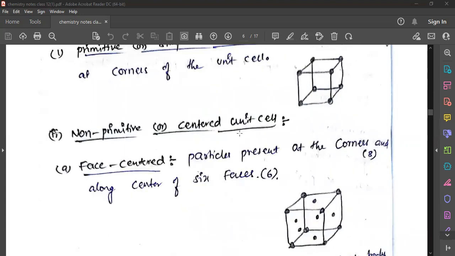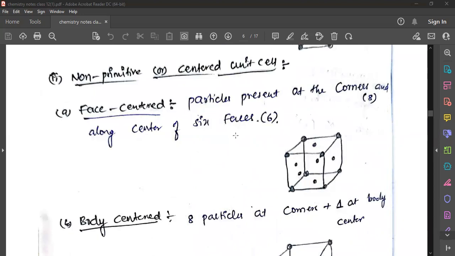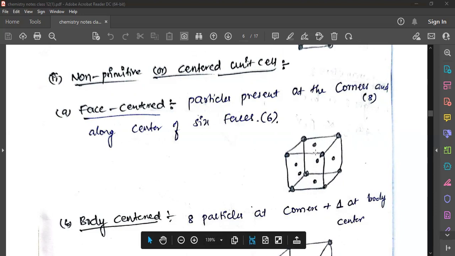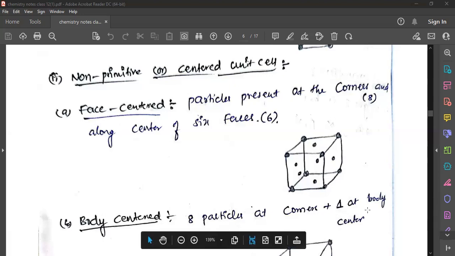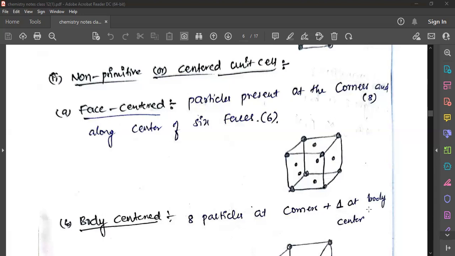The next one is the non-primitive or centered unit cell. In this, we have 3 different types: face centered, body centered, and end centered. In the face centered, the particles are present at the corners as well as at the center of each face. Now tell me, how many total particles are there in the given unit cell? 8 at the corners, 6 at the faces. Total 14. But all these 14 will not belong to only one unit cell because they are shared with others too. We'll discuss that afterwards, but normally in the face centered, 14 will be there.